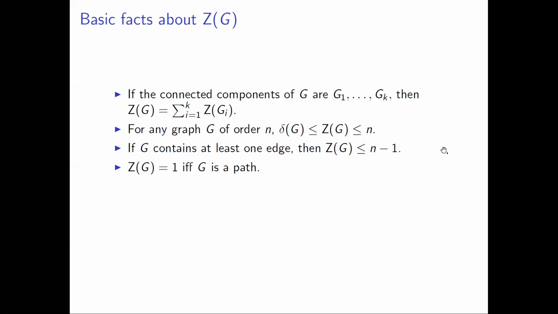Now, what happens if the zero forcing number is 1? So we already saw that the path has a zero forcing number of 1. But let's say that we have some graph that has zero forcing number of 1. So it starts with some initial blue vertex, and only one initial blue vertex. Now, if that's the only vertex of the graph, then we have a path of order 1. If there are any other vertices in the graph, then this initial blue vertex must have some neighbor. It must have a white neighbor. And since there's no other blue vertices in the graph, that white neighbor must be its only neighbor.